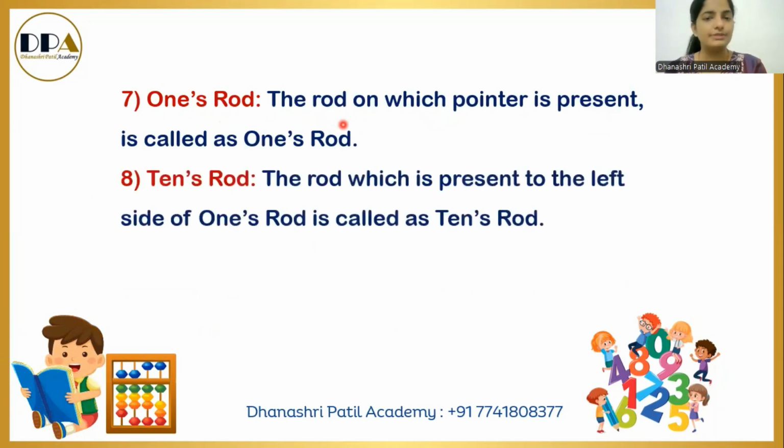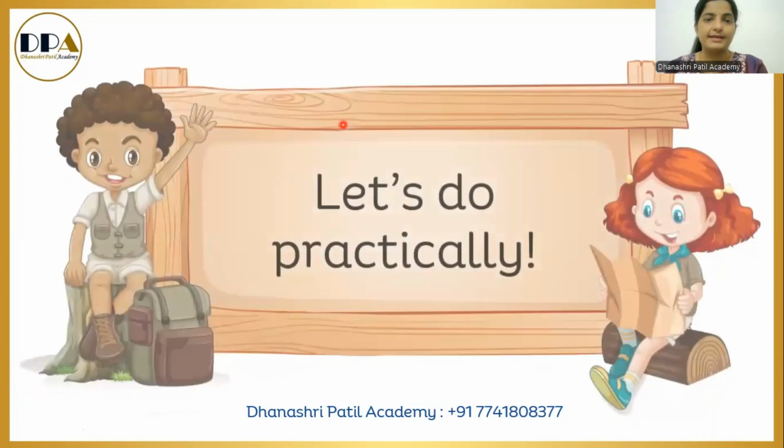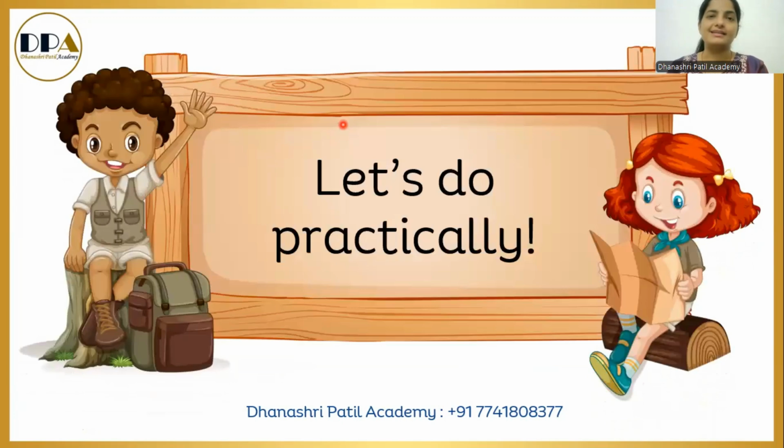Now let's talk about the tens rod. The rod which is present to the left side of the ones rod is the tens rod. It represents the tens place. And now let's talk about the hundred rod. The hundred rod is the rod which is present to the left side of the tens rod. Now let's do all of this on our abacus practically.